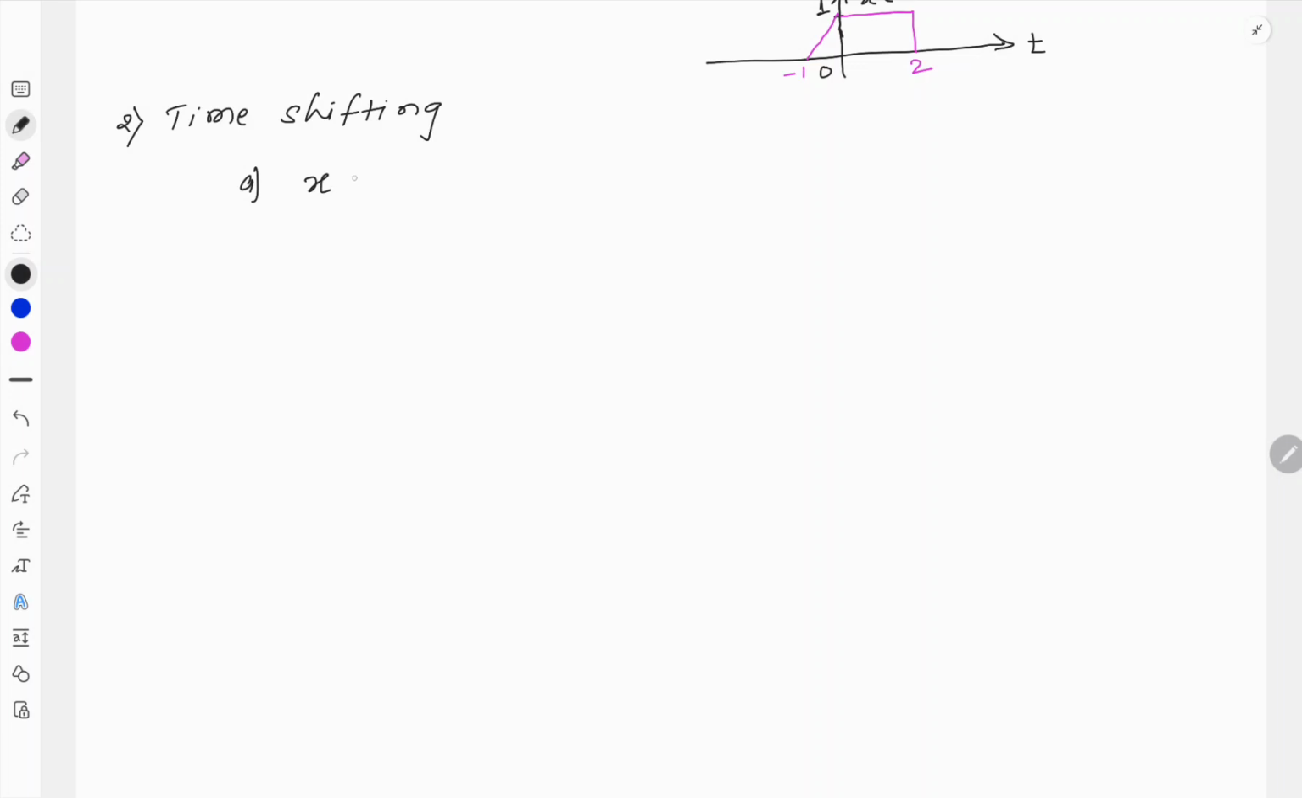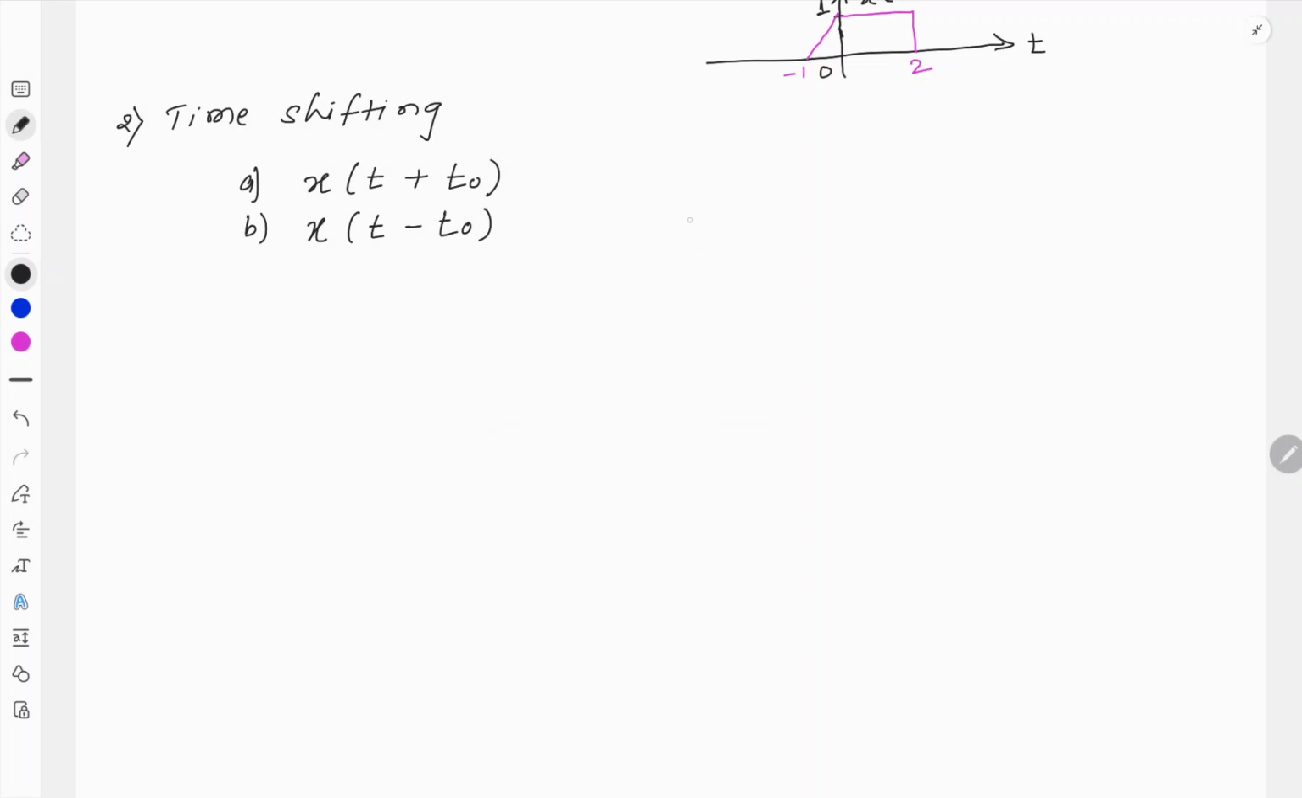Now the second operation is the time shift operation. Here this operation again has two variants. First, if I have the original signal x of t, then I can shift this signal x of t by a positive shift, let's say t naught. And similarly, I can have signal x and I can shift it with a negative shift t0.